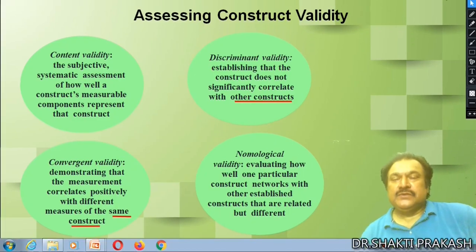In this slide, we are going to discuss assessing construct validity. Mainly, how many types of construct validity are there? The first one is content validity, the second one is convergent validity, the third one is discriminant validity, and the fourth one is nomological validity. What is content validity? Like movies and drama, content writers write the content, and in research, what are the major measurable components? We'll discuss. It is the subjective, systematic assessment of how well a construct's measurable components represent that construct.